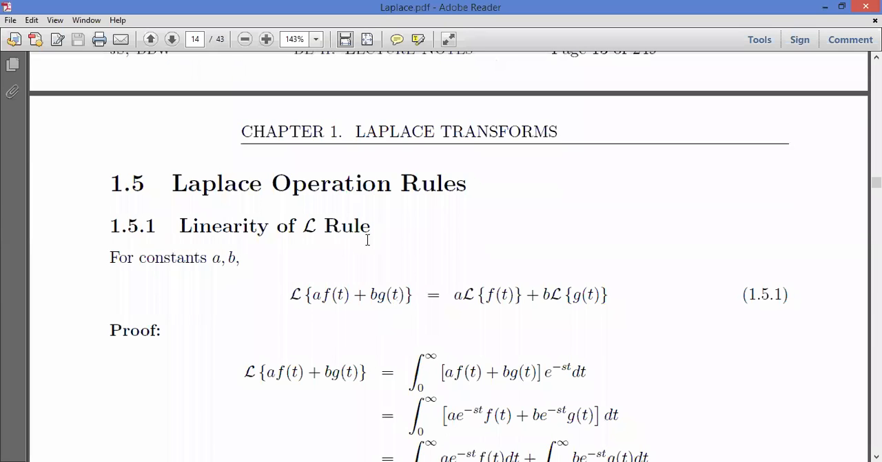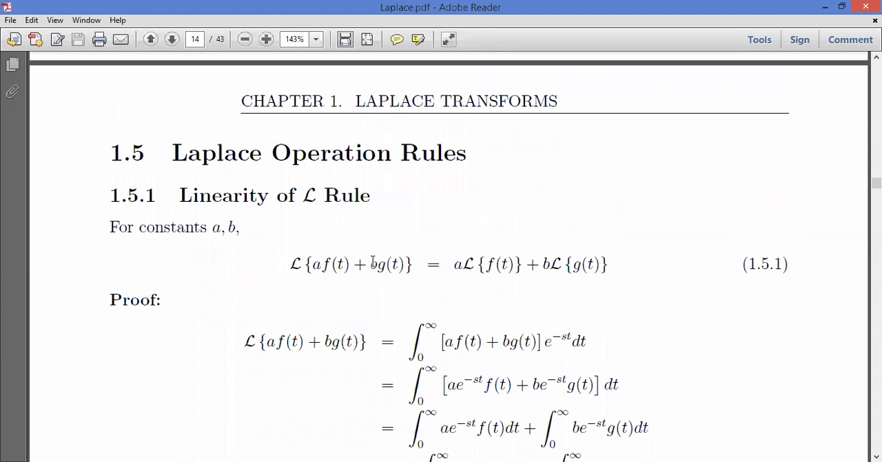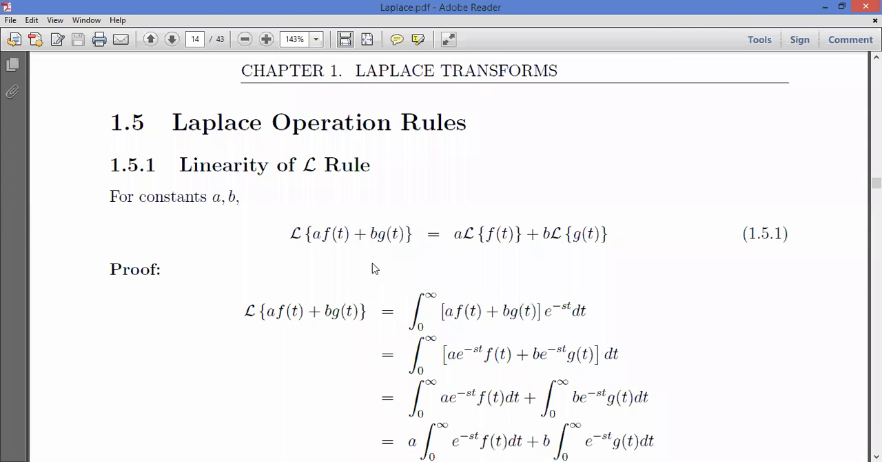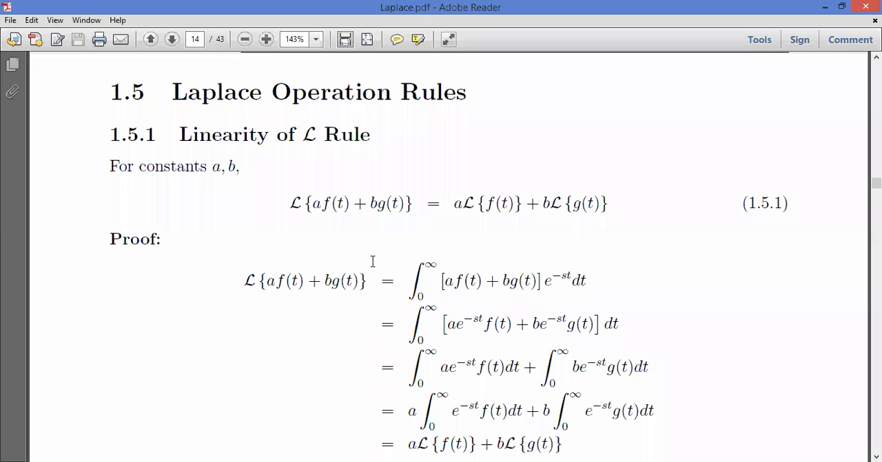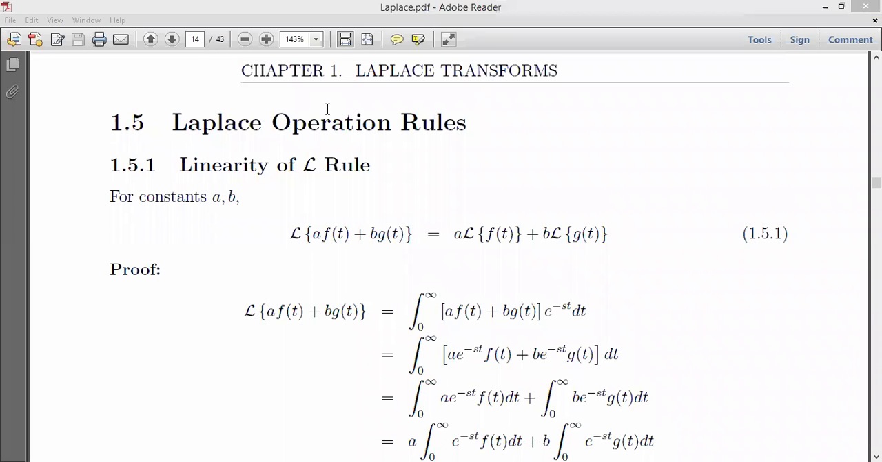Now we go to Laplace operation rules. Let's stop bogging each other down with those obvious things. Let's look at the Laplace operation rules. What are these? So if we go into these, then the question is, what is it that we are going to deal with?